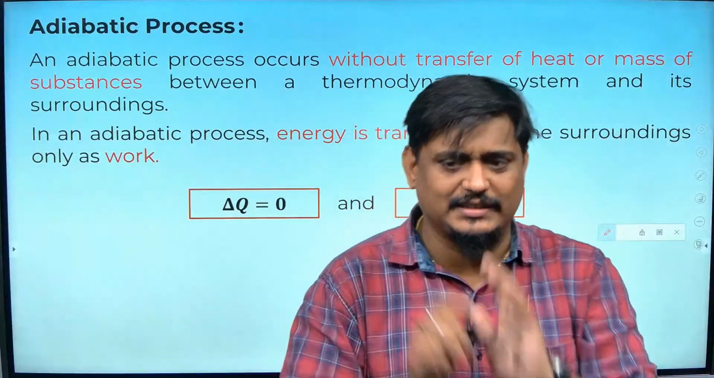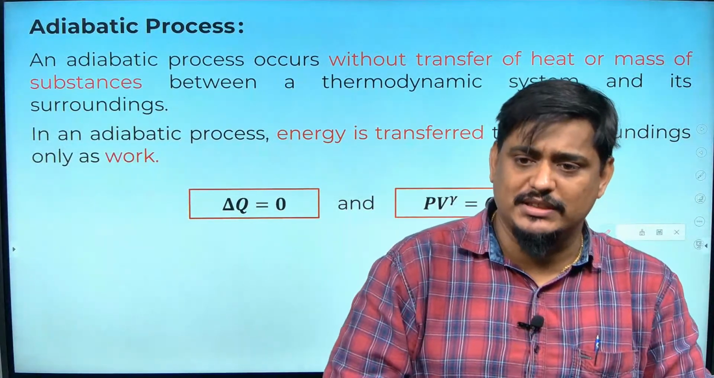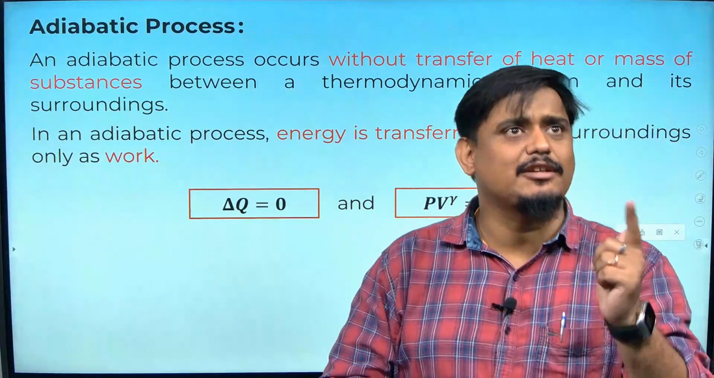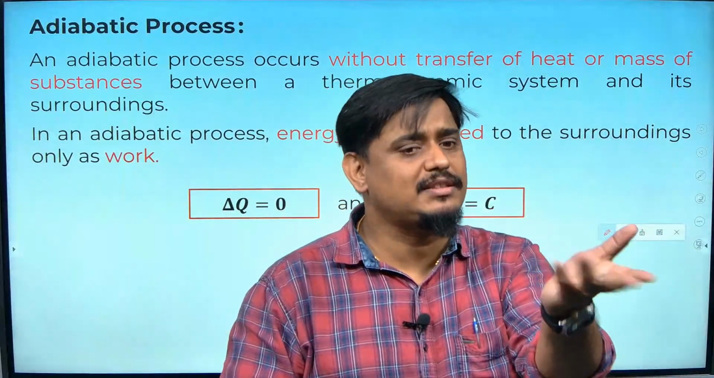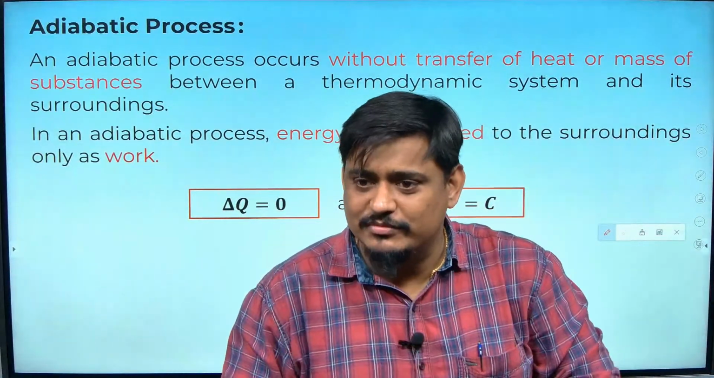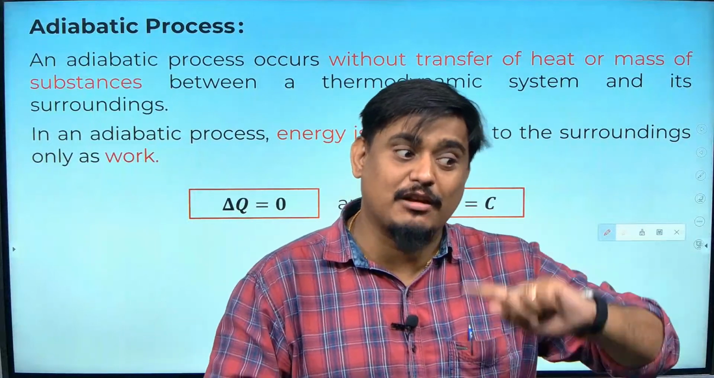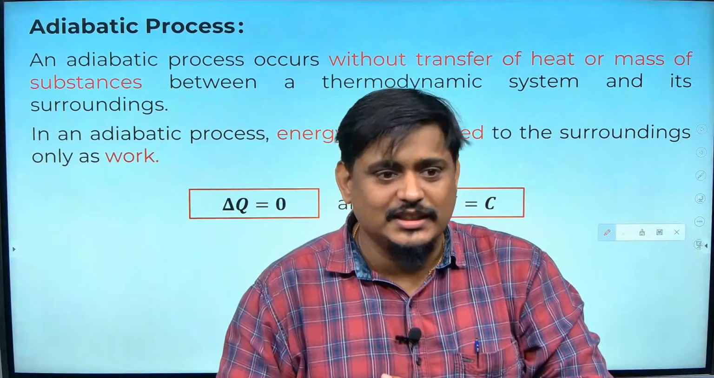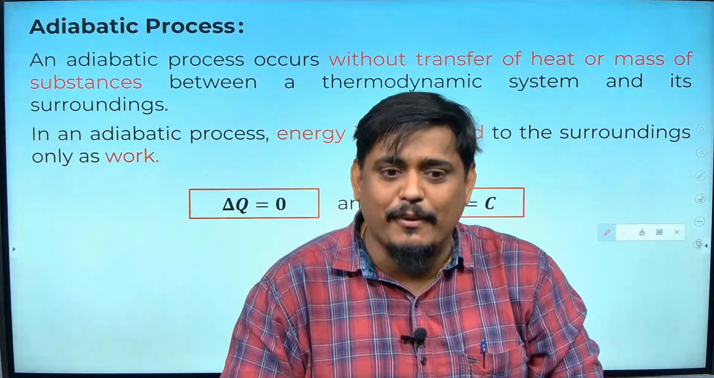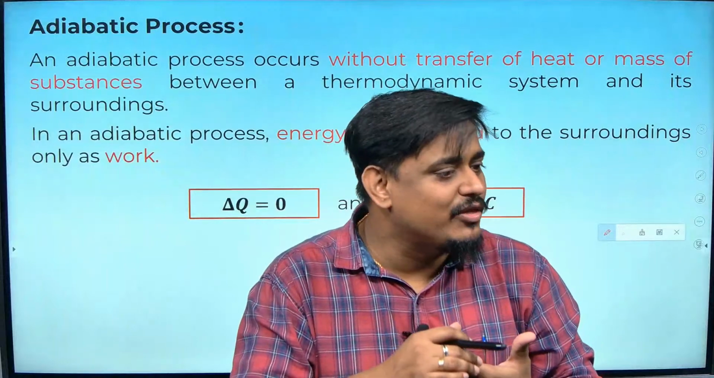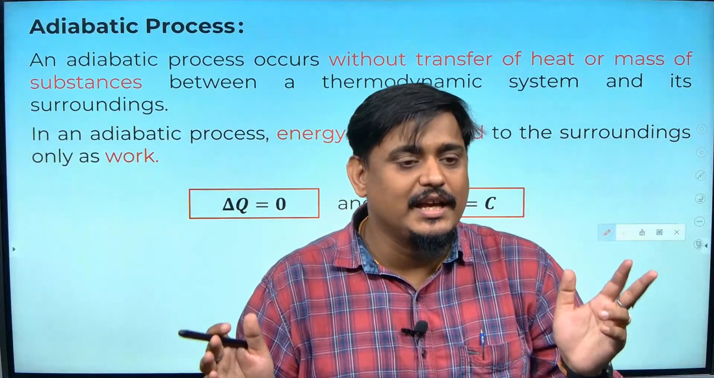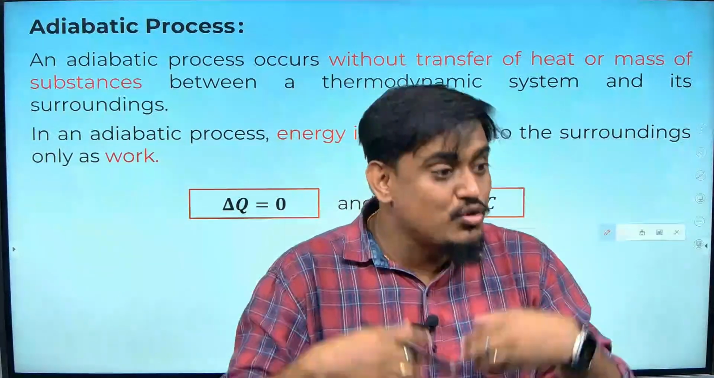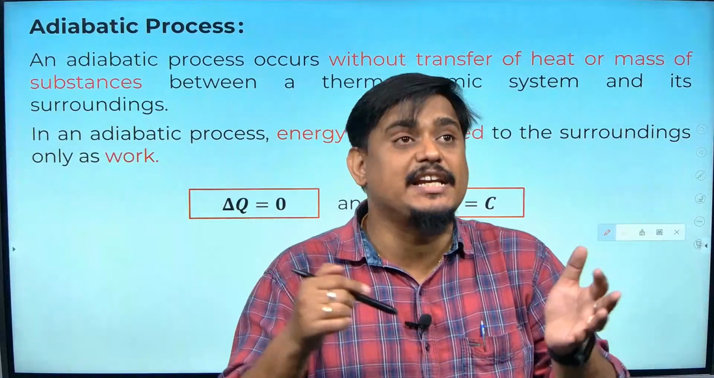If you think, you will realize, in the case of isobaric process, pressure was constant, V and T had a relation. In the case of isochoric process, volume was constant, P and T had a relation. In the case of isothermal process, temperature was constant, P and V had some relation. In the case of adiabatic process, neither P nor V nor T is constant. Everything is variable.